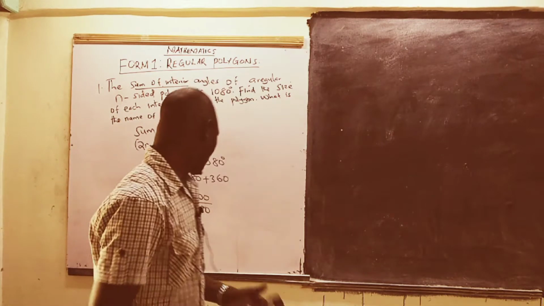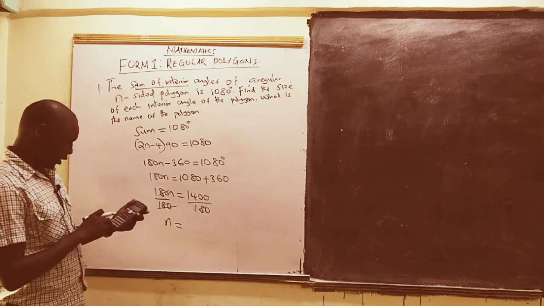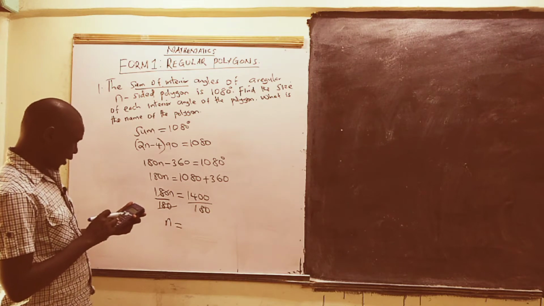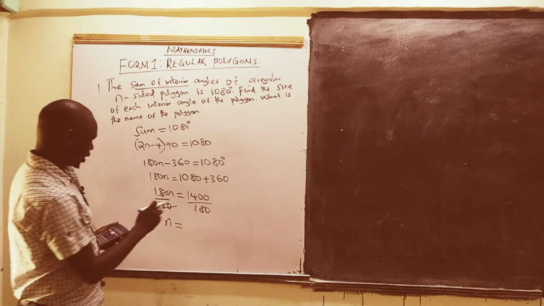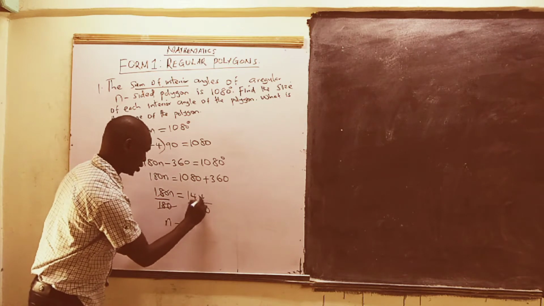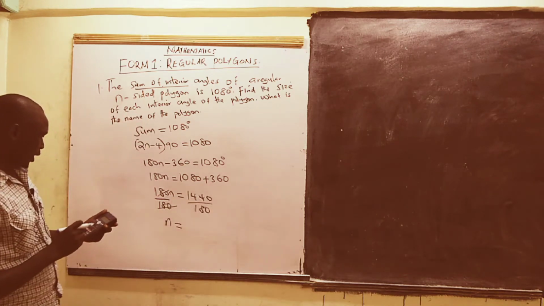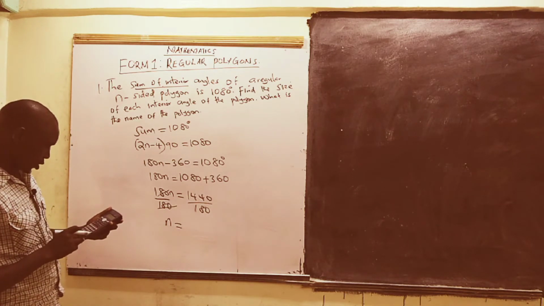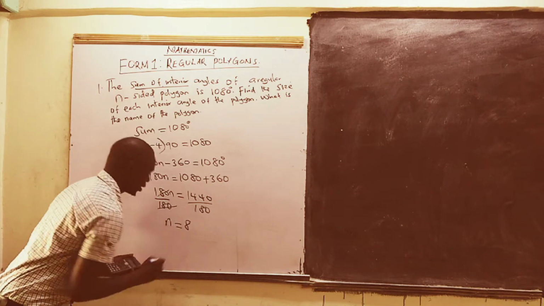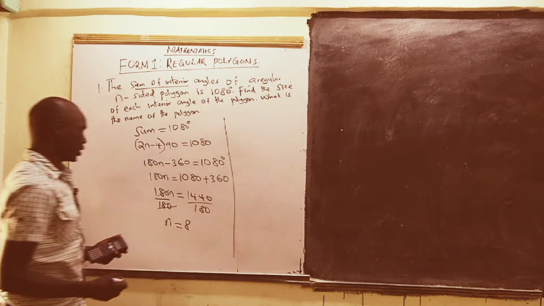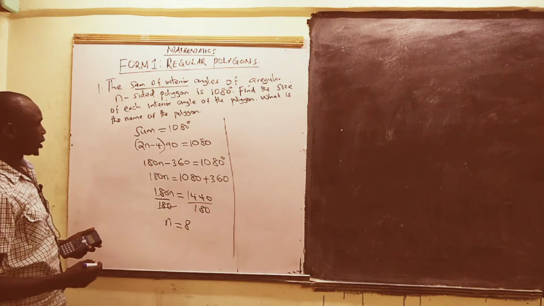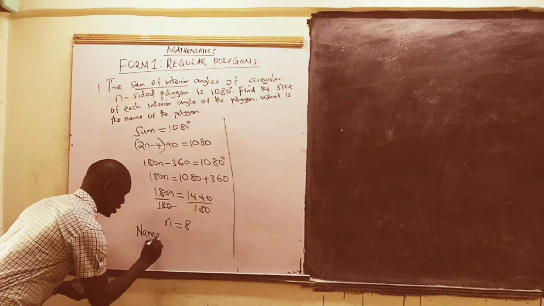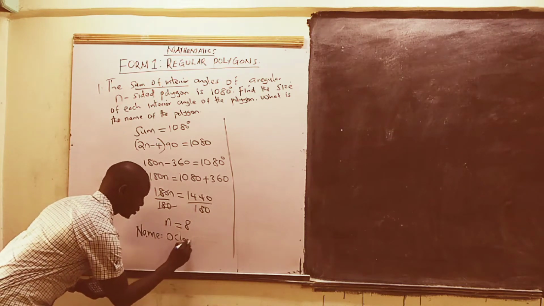Using our calculator, 1400 divided by 180, it is going to give us, no, this one is 1440. If you take 1440 and divide by 180, it is going to give us 8 sides. And therefore, the name of this polygon is going to be an octagon.